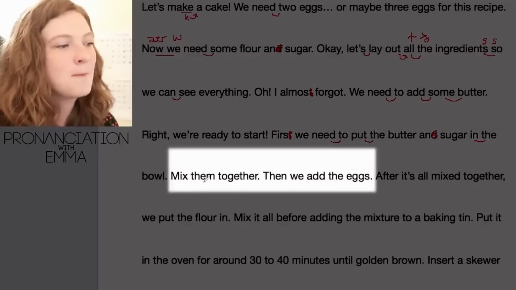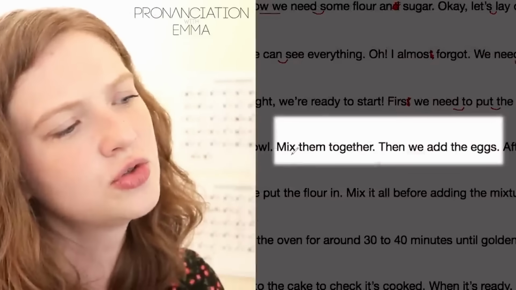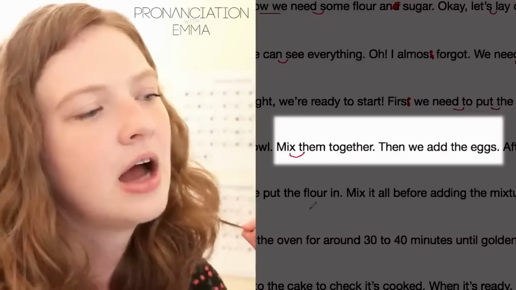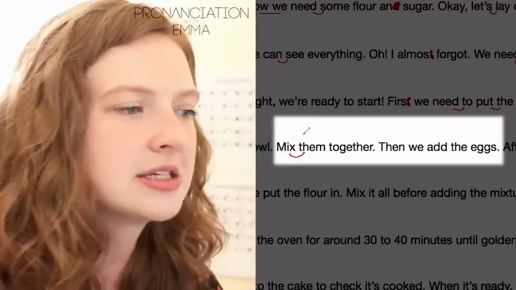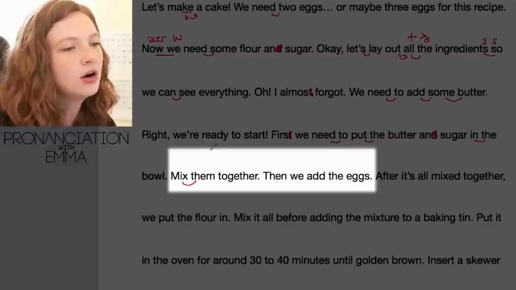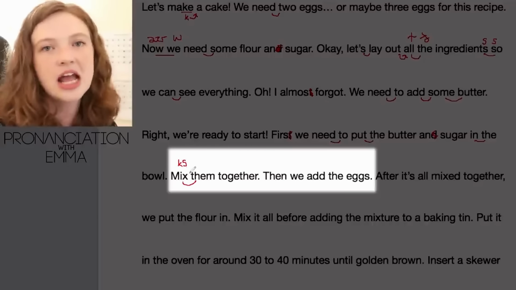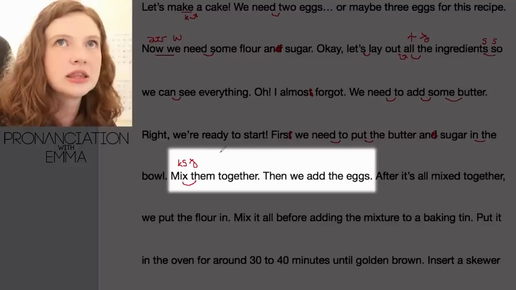Mix them together. You could even say that those two come together. Mix them. I would say they kind of join, because I'm not really moving my tongue when I do the s. So this is like a combination, this ks sound. Mix them.